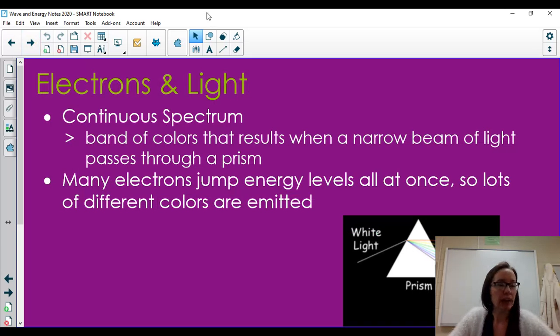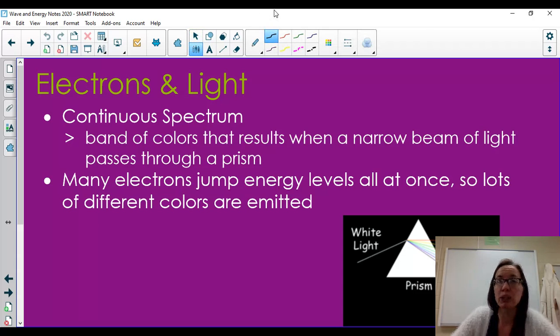When we think about the interaction of electrons and light, if we look at white light, it would be considered a continuous spectrum. So if you're in the classroom and you look up at the fluorescent lights, what you would see is that all of that white light is actually a combination of different colors. If you use a prism and shine that light through it, it will separate out the colors based on those energy levels.